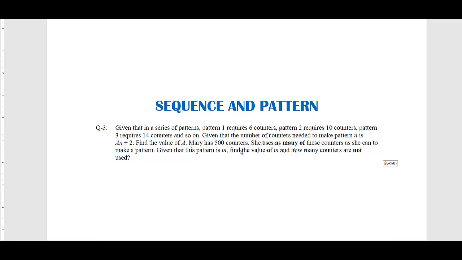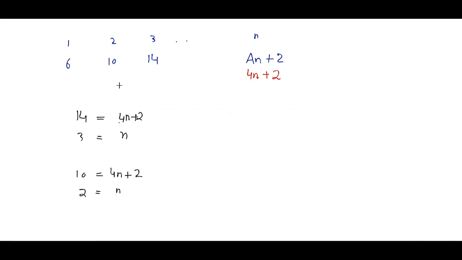Mary has 500 counters. She uses as many of these counters as she can to make a pattern. Given that this pattern is called M, find the value of M and how many counters are not used.